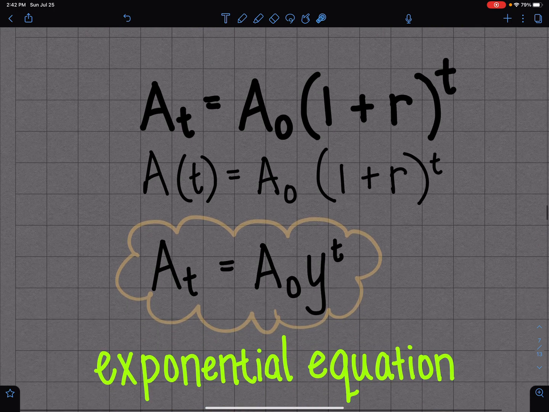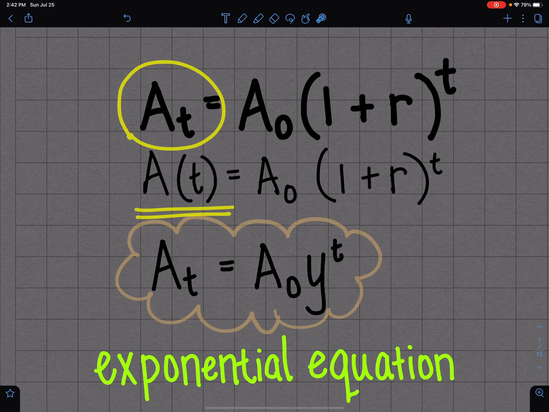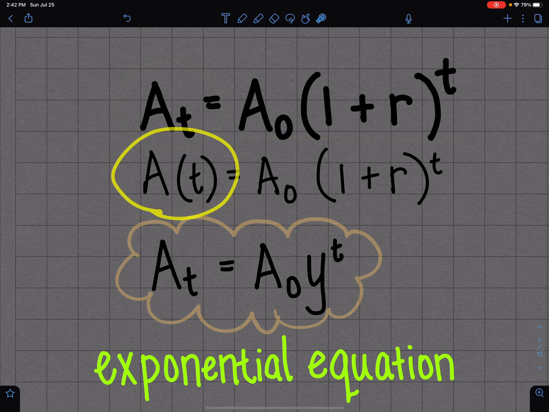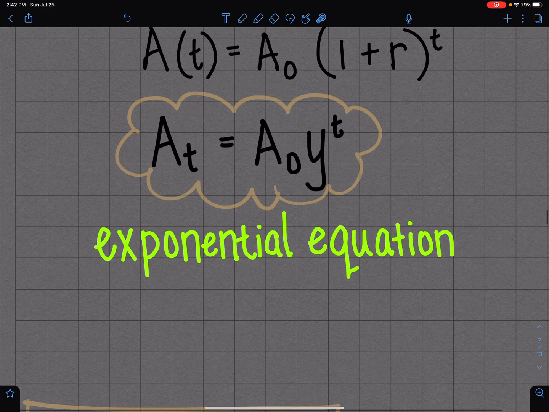Okay? It could be written as a function. So this is written as A sub T, your exponential equation. This one's written as a function. That works too. You could totally do it that way. It's like putting money into the machine. You put in the X, it spits out a Y. That's a function, right?